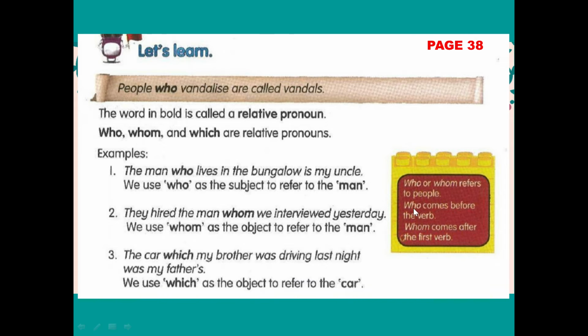Okay, orangnya. Who comes before the verb. Whom comes after the first verb. Word means kata kerja. So let's look at the examples. The man who lives in the bungalow is my uncle. We use who as the subject to refer to the man. So this who ni dia refer to the man, okay? The subject man, dia merujuk kepada man, okay? Or in the end we call who ni lebih kurang yang mana, di mana, okay? So we use who as the subject to refer to the man, so man.